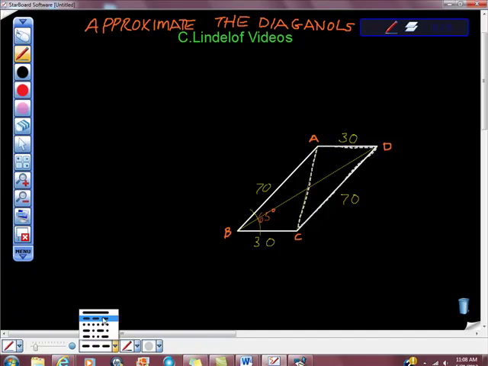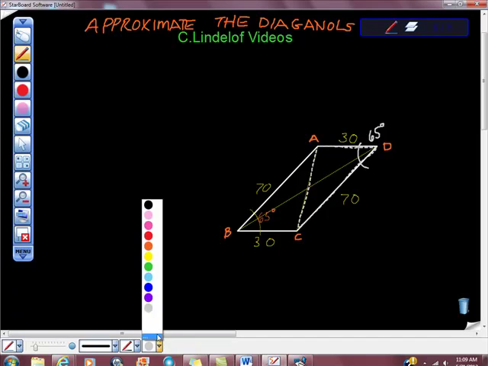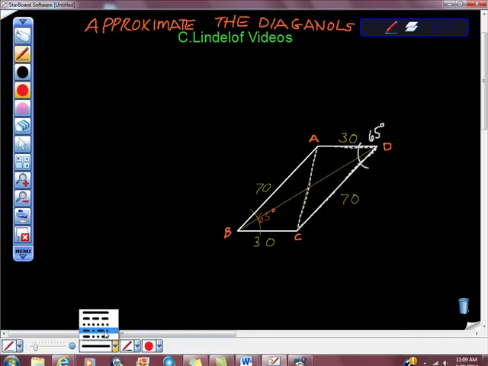Some stuff that I know automatically is this. I know that if I take a parallelogram and I cut it with its diagonal, this angle and this angle have got to be the same angle. So this is also 65 degrees. I'm going to say that side AC, because this is the diagonal I'm looking at right this second. Let's look at this diagonal here in red. So I'm looking for this diagonal right here, and I'm going to say some stuff about it.